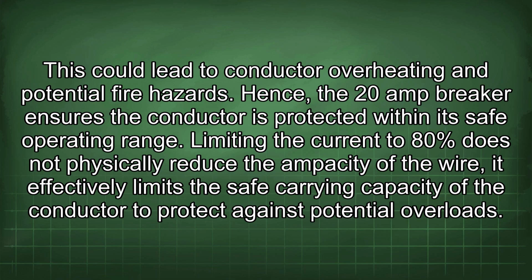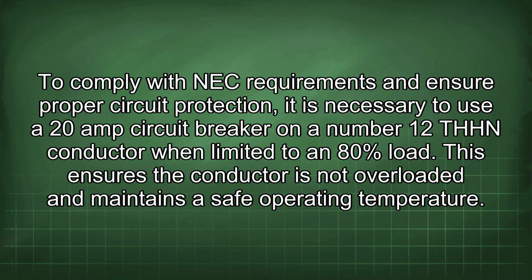Limiting the current to 80% does not physically reduce the ampacity of the wire. It effectively limits the safe carrying capacity of the conductor to protect against potential overloads. To comply with NEC requirements and ensure proper circuit protection, it is necessary to use a 20 amp circuit breaker on a number 12 THHN conductor when limited to an 80% load. This ensures the conductor is not overloaded and maintains a safe operating temperature.